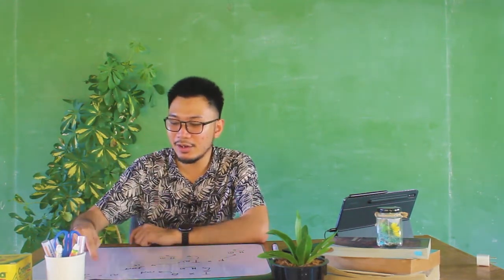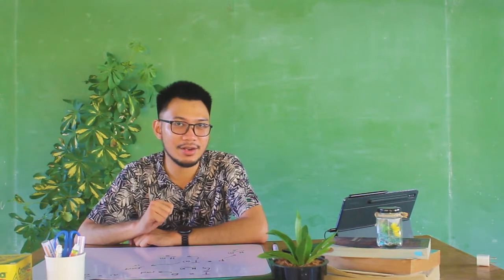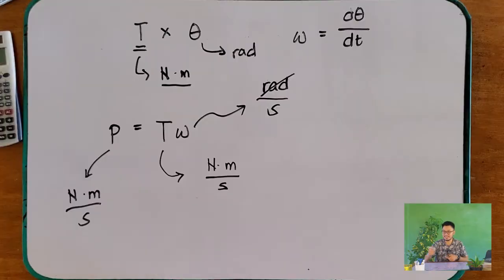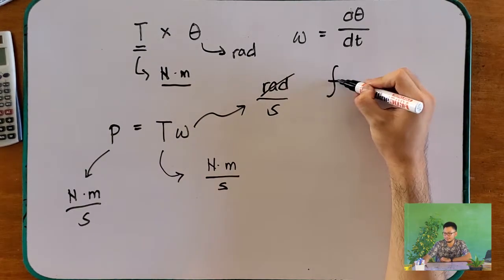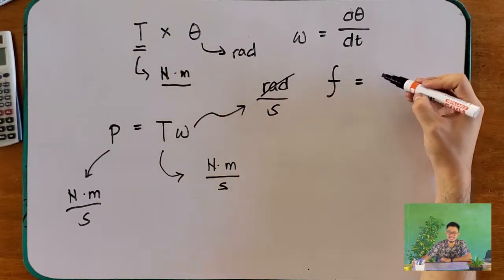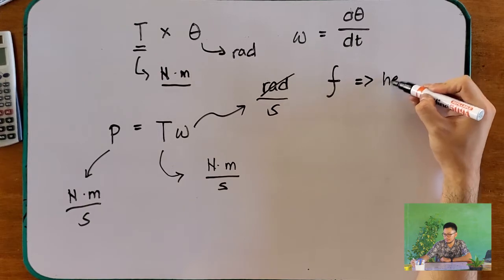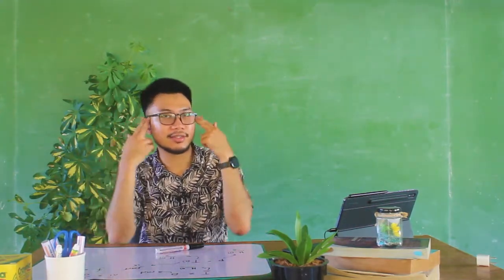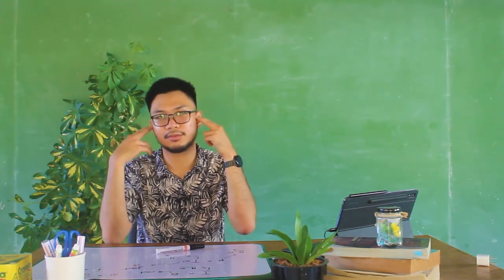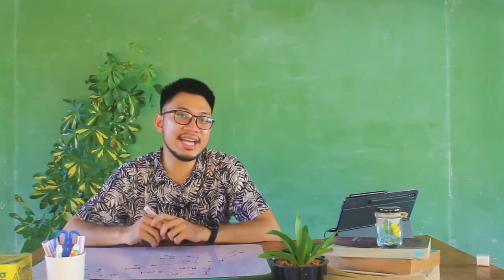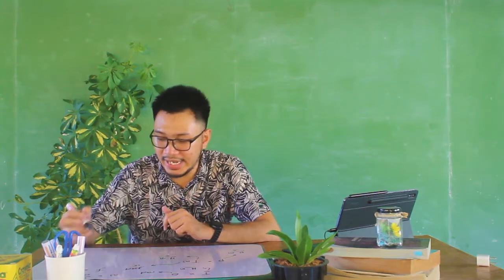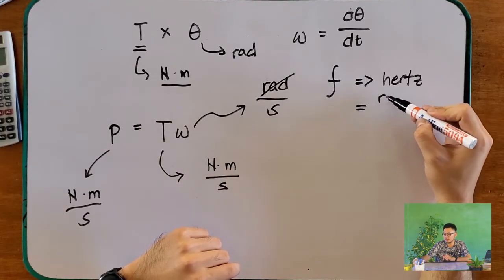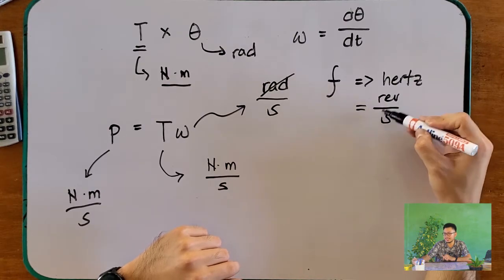Ang kana cycle usa ka revolution na ang usa ka cycle. Mana tong gitawag nga frequency. Okay? And your frequency has a symbol of F. And your frequency has a unit of hertz. Okay? And this one is expressed in number of revolutions per second.